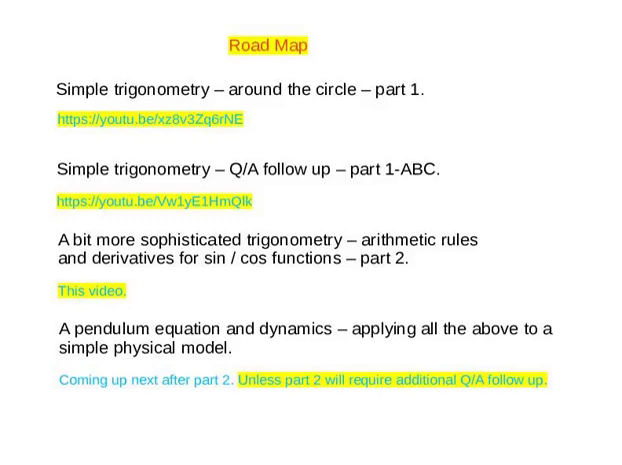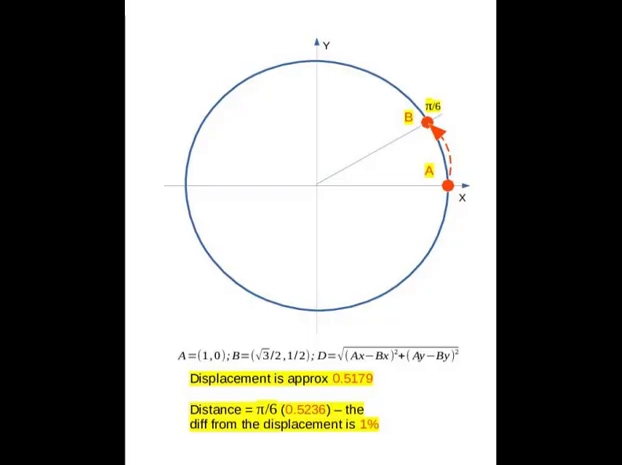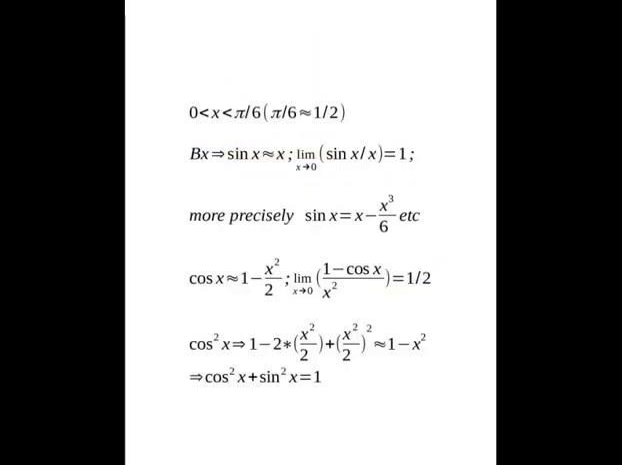Hello. In the first video, called Part 1, we discussed simple trigonometry around the circle. At the end of it, we discussed small angles. As an example, we considered angle pi by 6, and we saw that displacement around the circle, the distance, which is the length of the arc, and in fact the Cartesian y-coordinate of B defined by the sine function, are very close to each other. The difference becomes negligible when the angle is small.